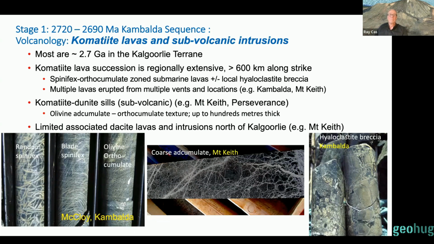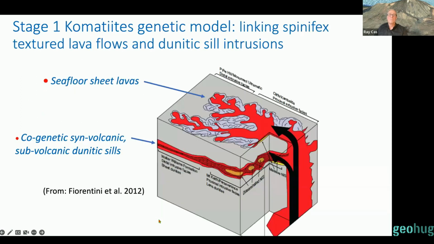Now, although the bulk of the volcanics in the Kalgoorlie Terrane are mafic and ultramafic, north of Kalgoorlie, there are some interleaved dacitic lavas and intrusions interleaved with the Komatiites in particular, but sometimes also the basalts. And these are the first, but minority, component of felsic magmatism associated with the Kalgoorlie Terrane.